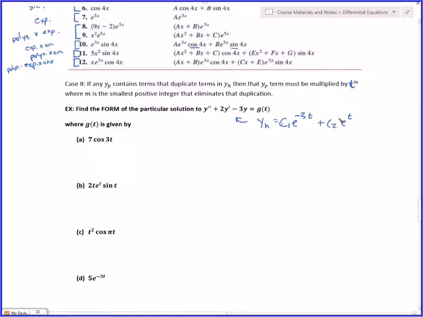Now, the point is if e to the negative 3t shows up by itself in one of these down here, or e to the positive t does, then I'm going to have to insert that extra t to the whatever power. In this case, just a single power. All right, so what would you guess your y sub p is if the right-hand side was 7 cosine of 3t? A cosine of 3t plus B sine of 3t.